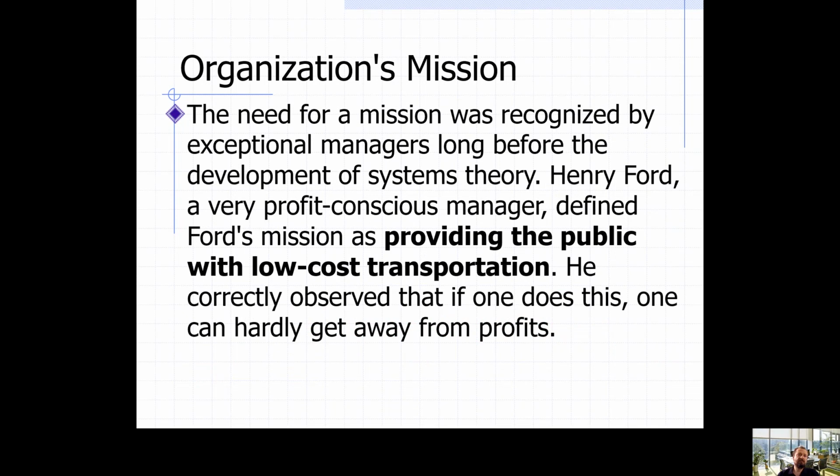And here is one of the best missions I managed to find on the internet. The mission for Ford company was providing the public with low-cost transportation. So as you can see from this mission, you can't find anything about a car.